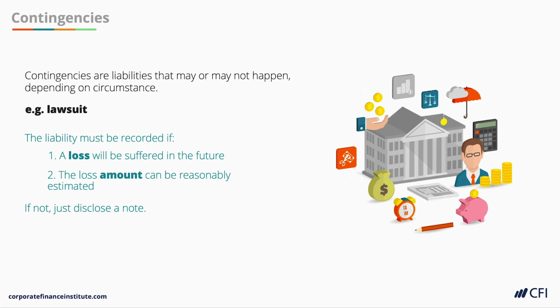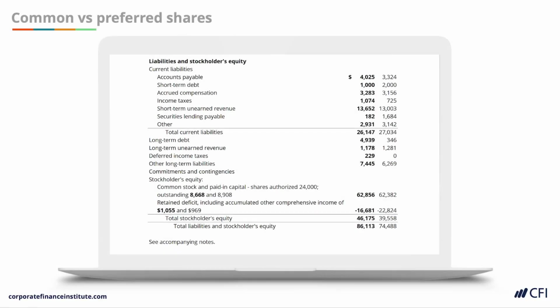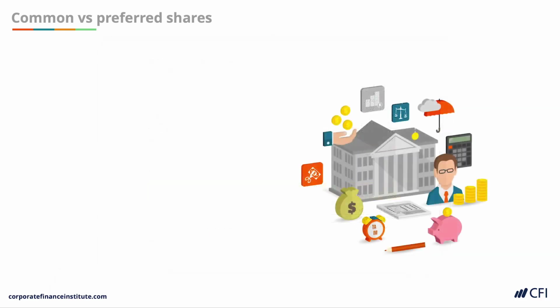If the company believes it will be unsuccessful and can estimate the amount it would have to pay, then it would set the amount up as a liability. Under the shareholders' or stockholders' equity section of the balance sheet is where the shares of the company can be found. Equity is almost always made up of common shares, also known as common stock.